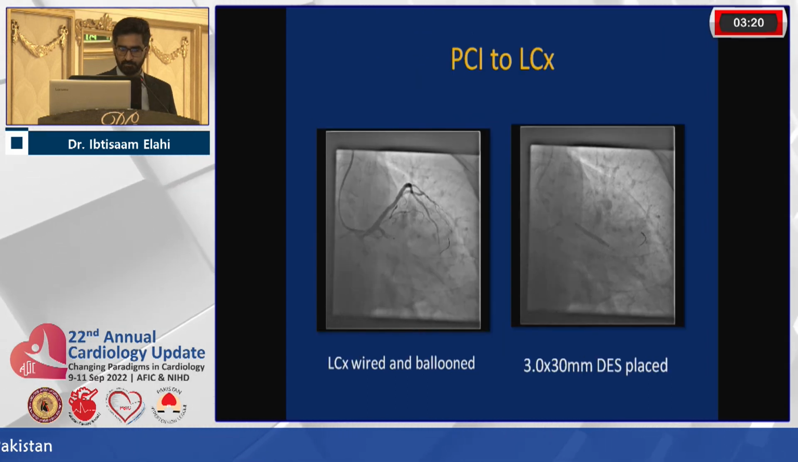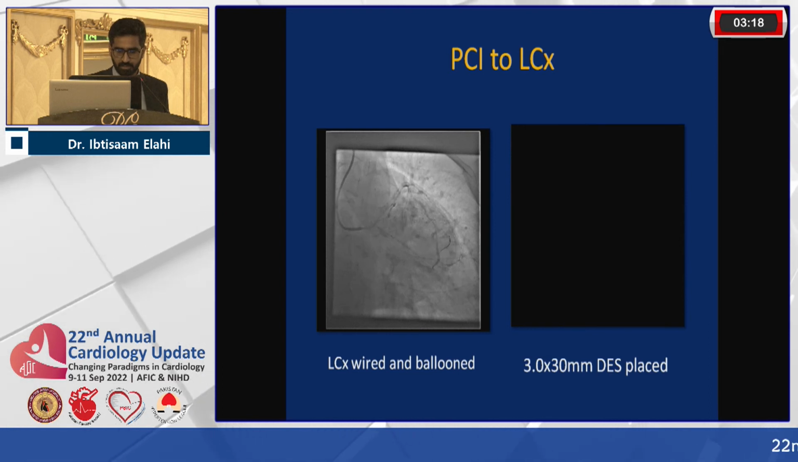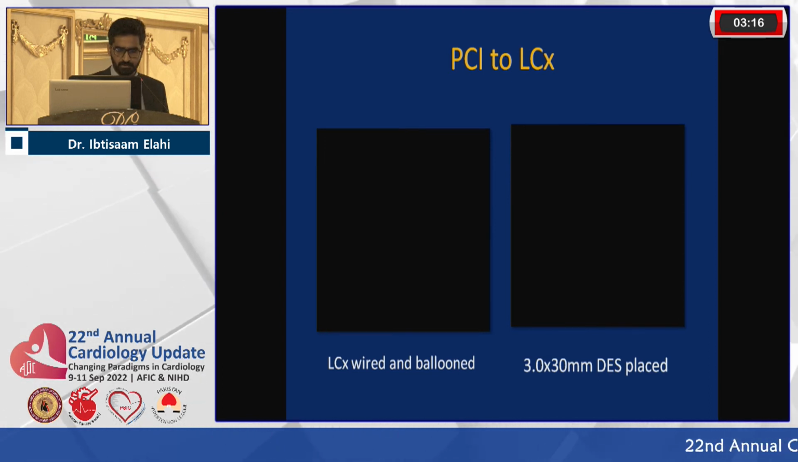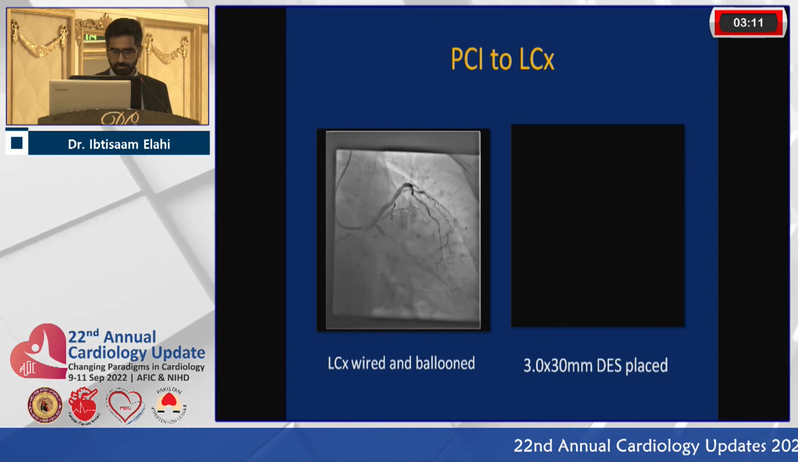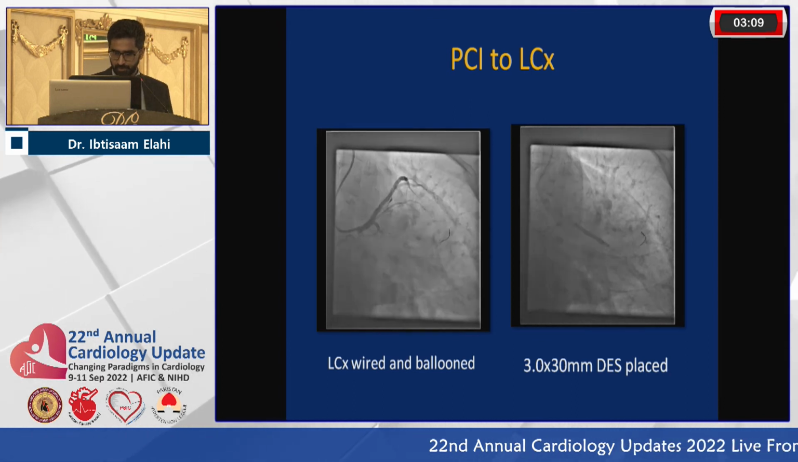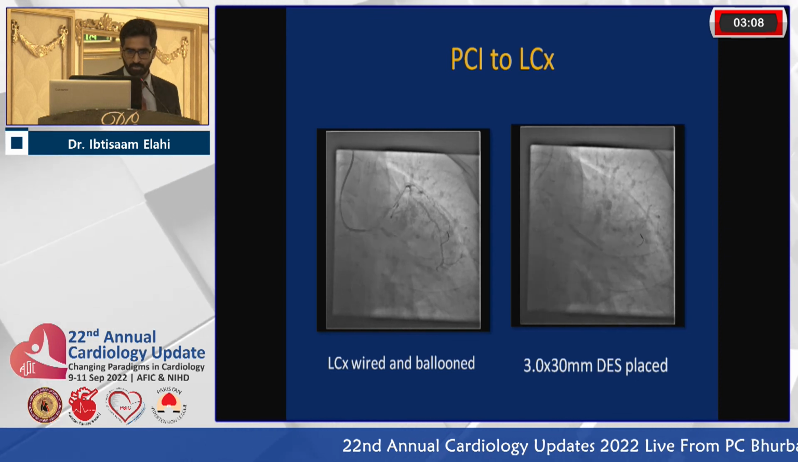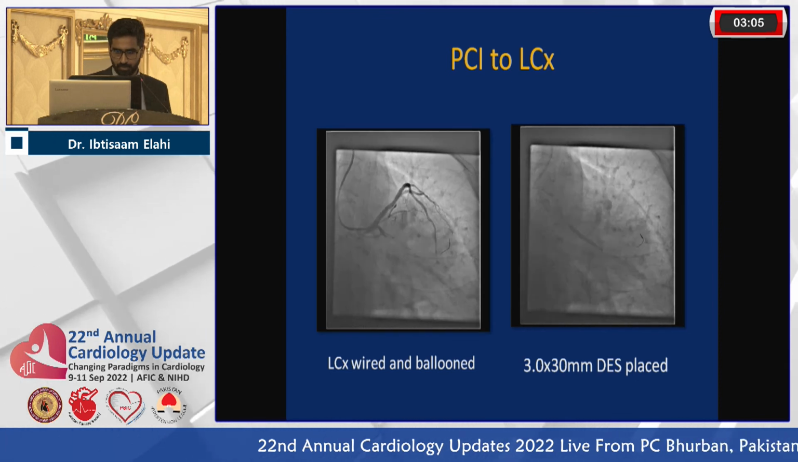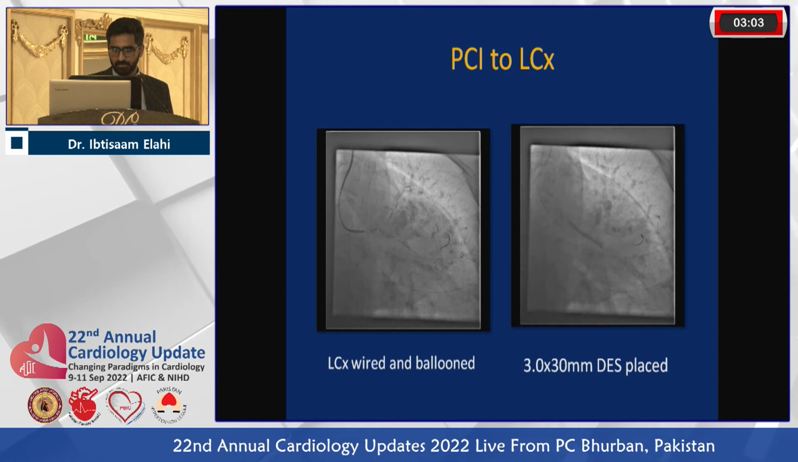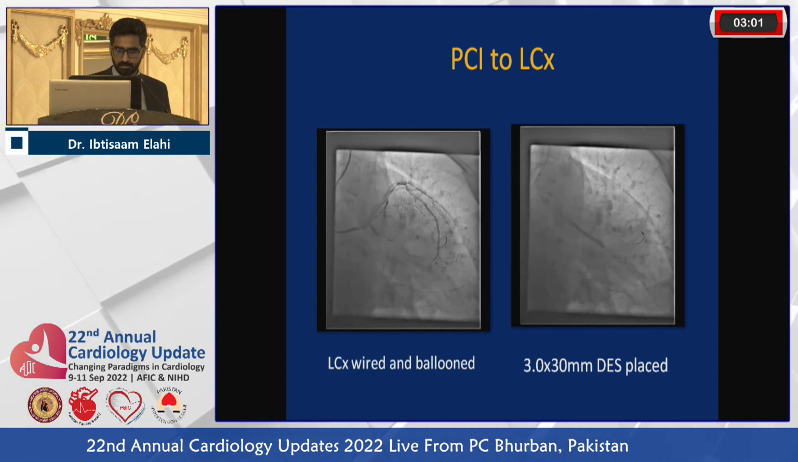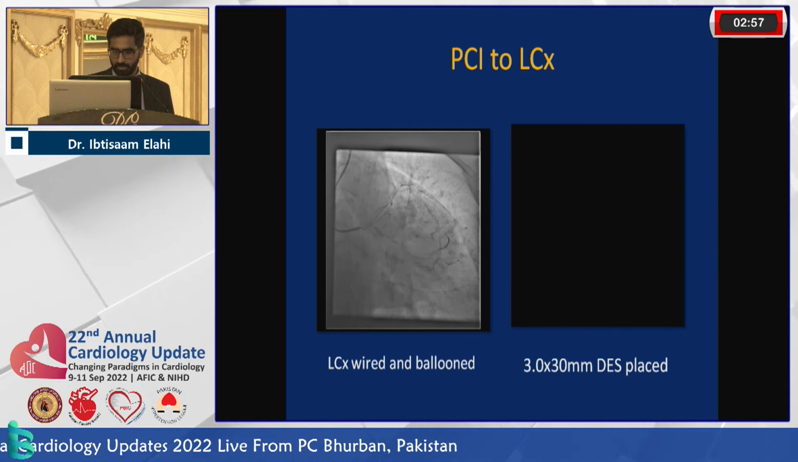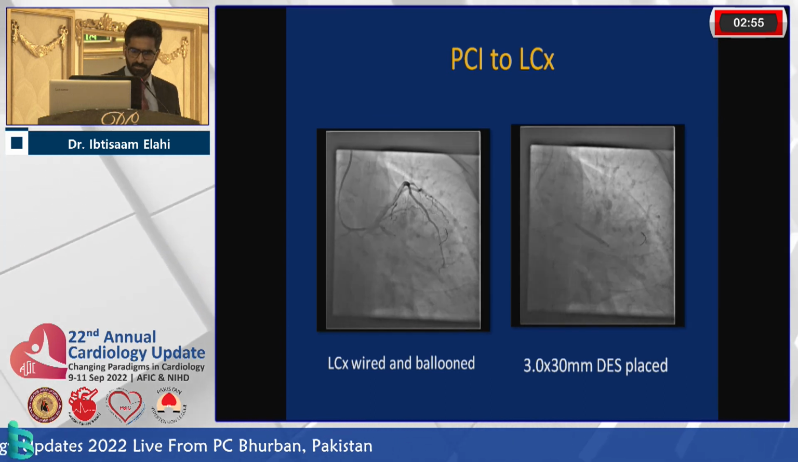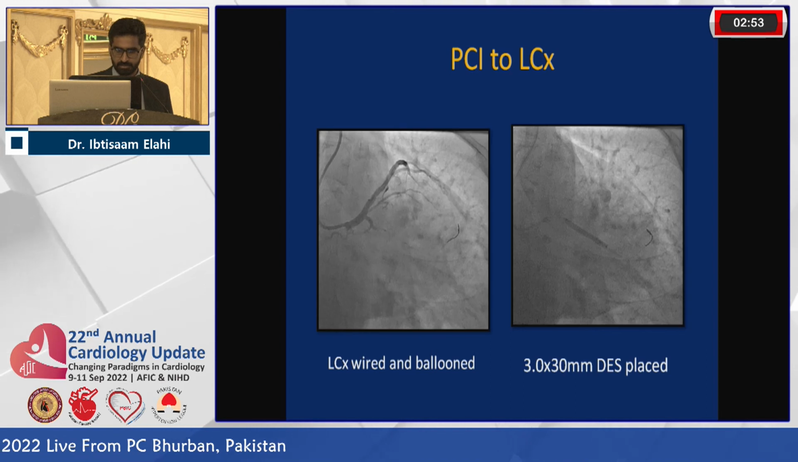This is the view in which circ was wired. The BMW wire, which was previously passed in LAD, was then passed to the circ, and first of all it was ballooned, but there was no flow after the ballooning. So the plan was that a stent was deployed in circ to OM. A 3 by 30 mm stent was placed.